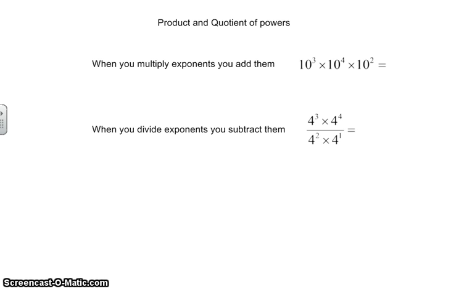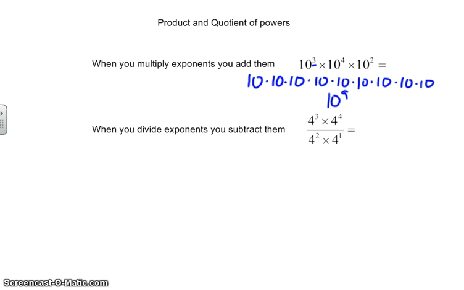And let's see why. Because if this says 10 to the 3rd times 10 to the 4th times 10 squared, well, 10 to the 3rd means 10 times 10 times 10, as we already learned. And then that's times 10 to the 4th, times 10 times 10 times 10 times 10. And then times 10 squared, which is times 10 times 10. Well, that's kind of a hard way to write something. But I can always now just count them. 1, 2, 3, 4, 5, 6, 7, 8, 9. So I'd have 10 to the 9th power.